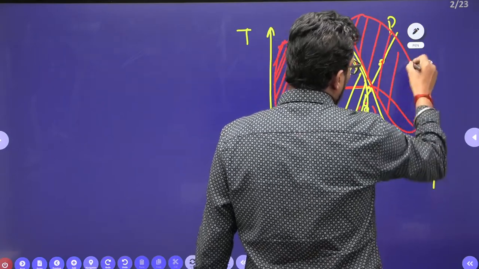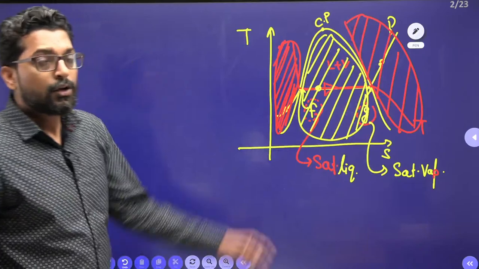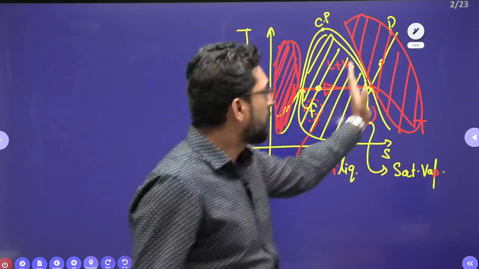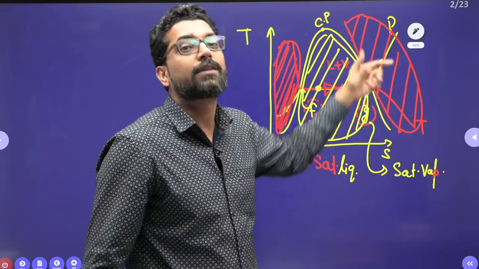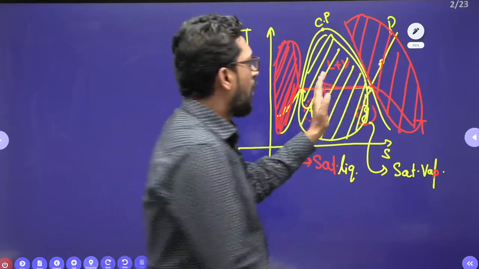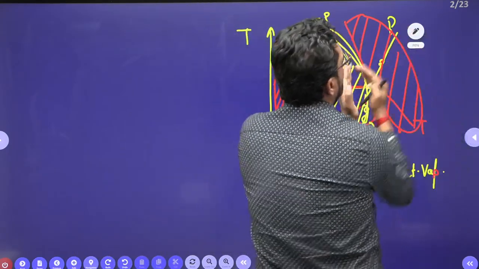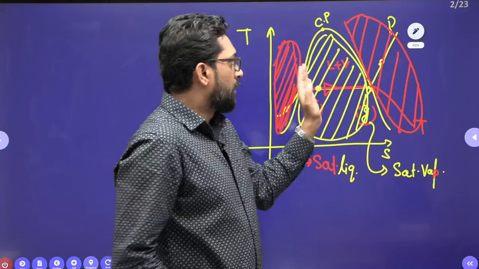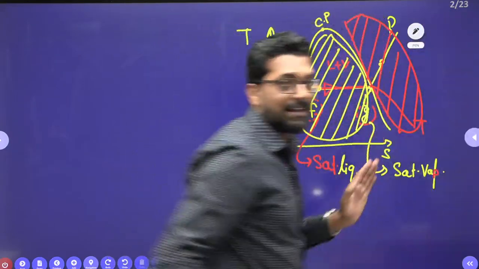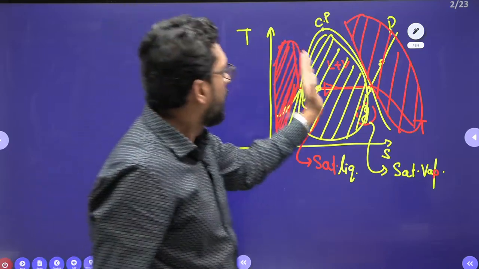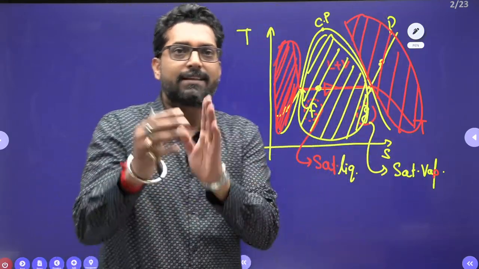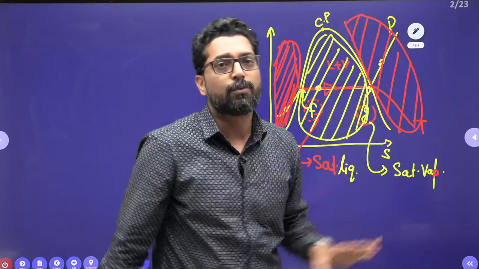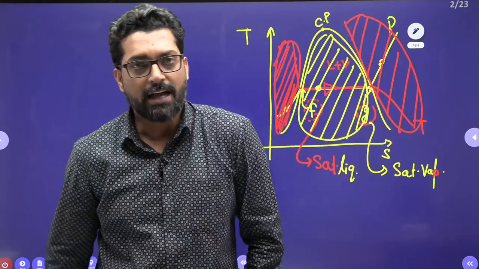So all the cycles in which there is no phase change are drawn in the superheated region. If you compare the Rankine cycle with the Brayton cycle, your gas turbine cycle, all the gas turbine cycles are drawn on the superheated region. Why? Because in this region there is only one phase. So if there is any chance you compare them, first draw the Rankine cycle, then in the superheated region draw the Brayton cycle.